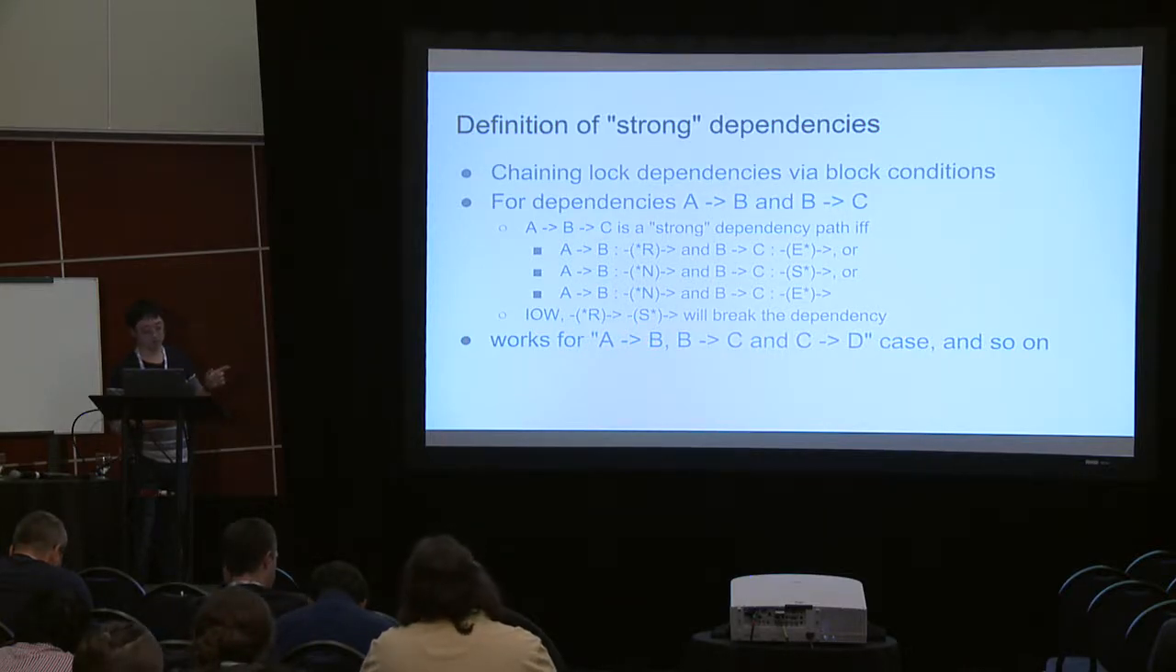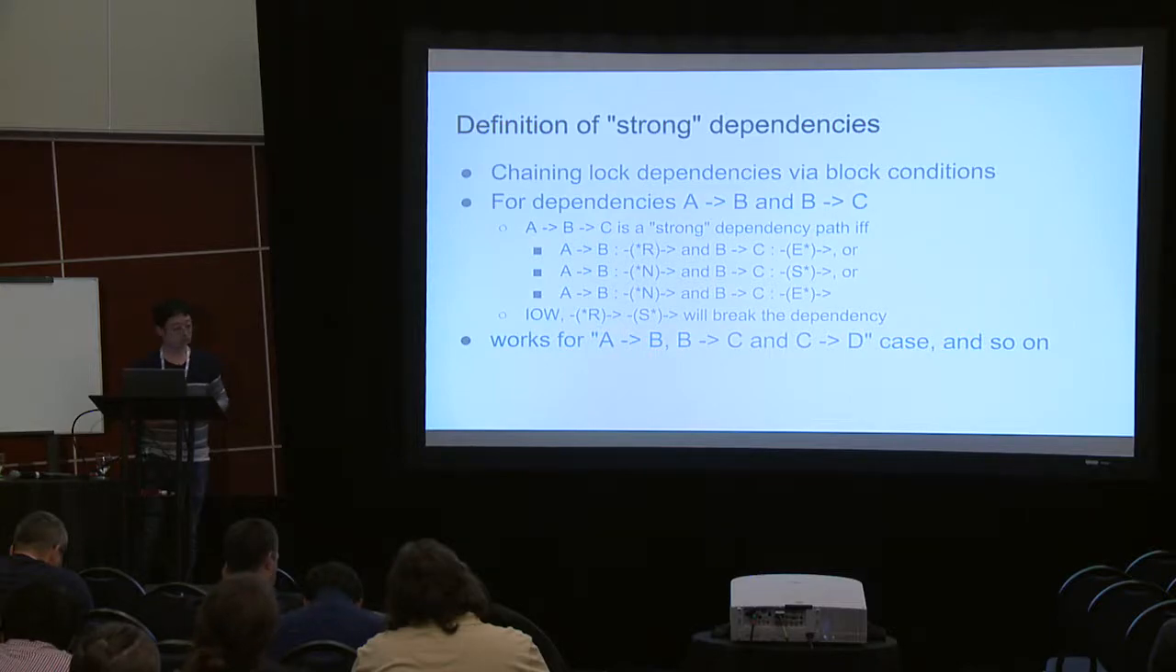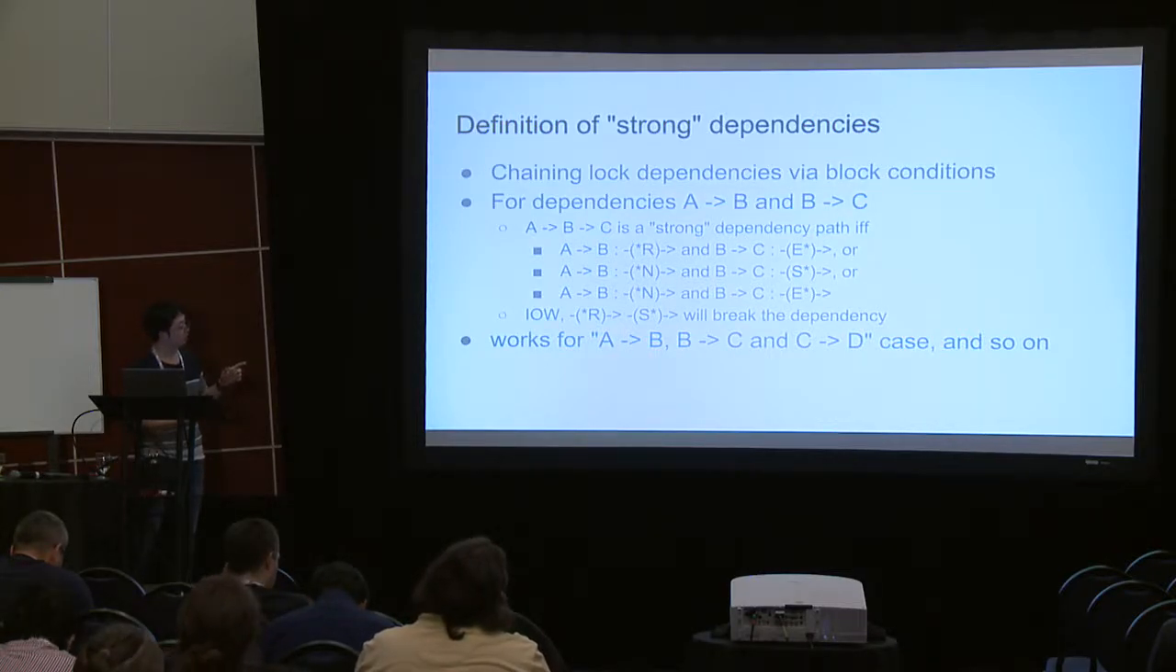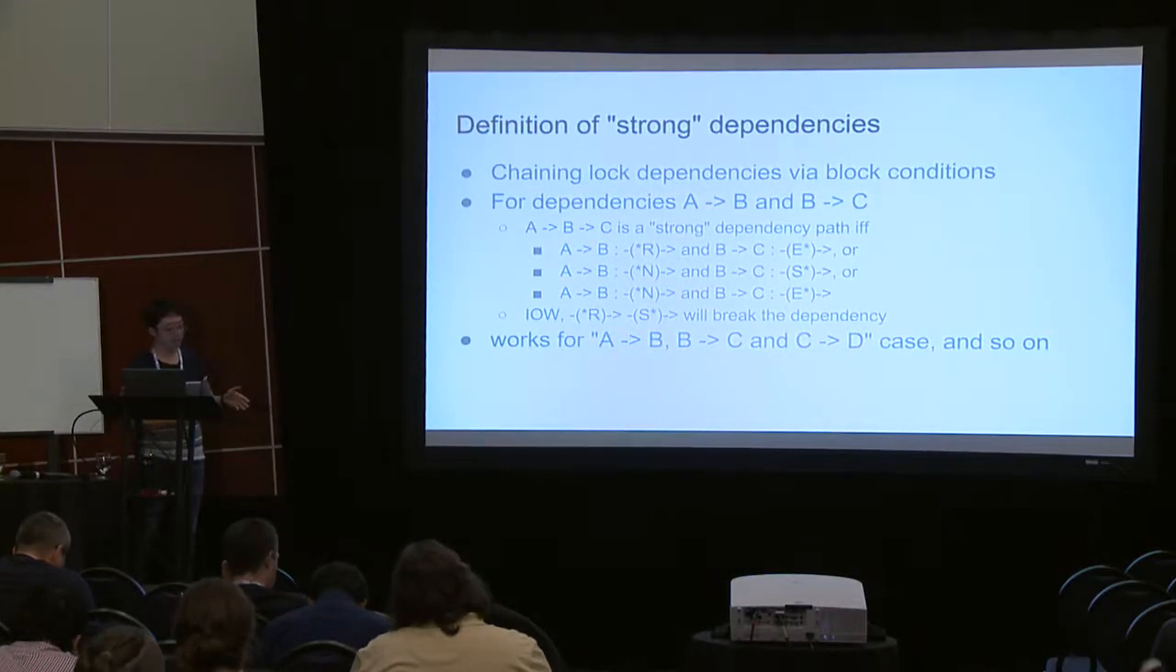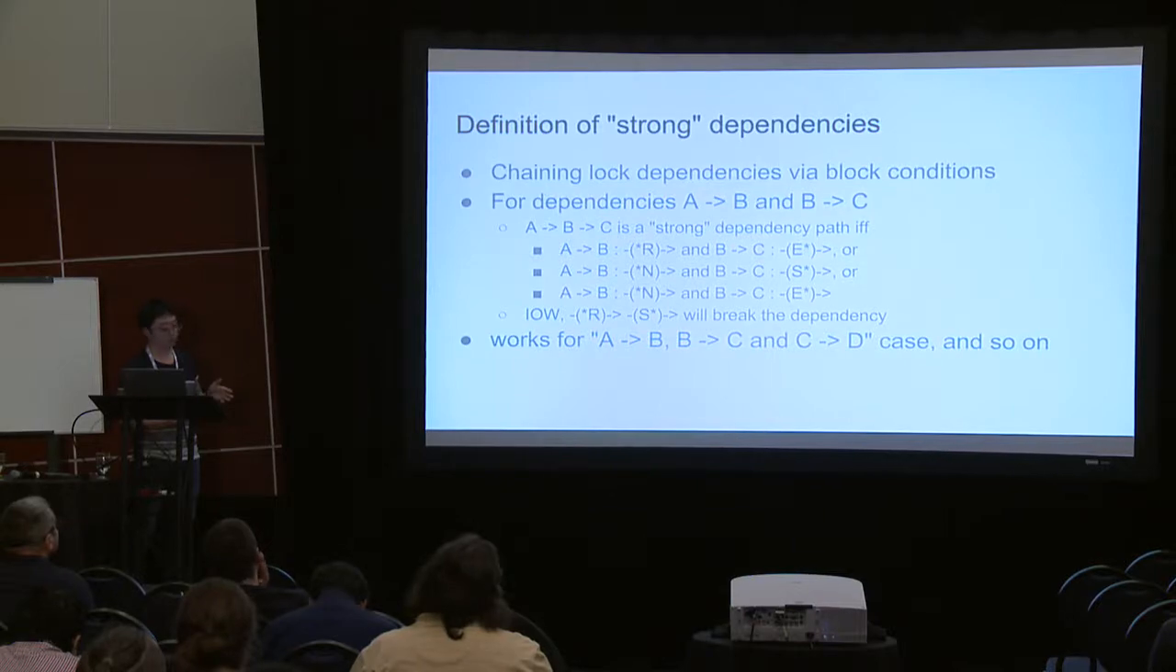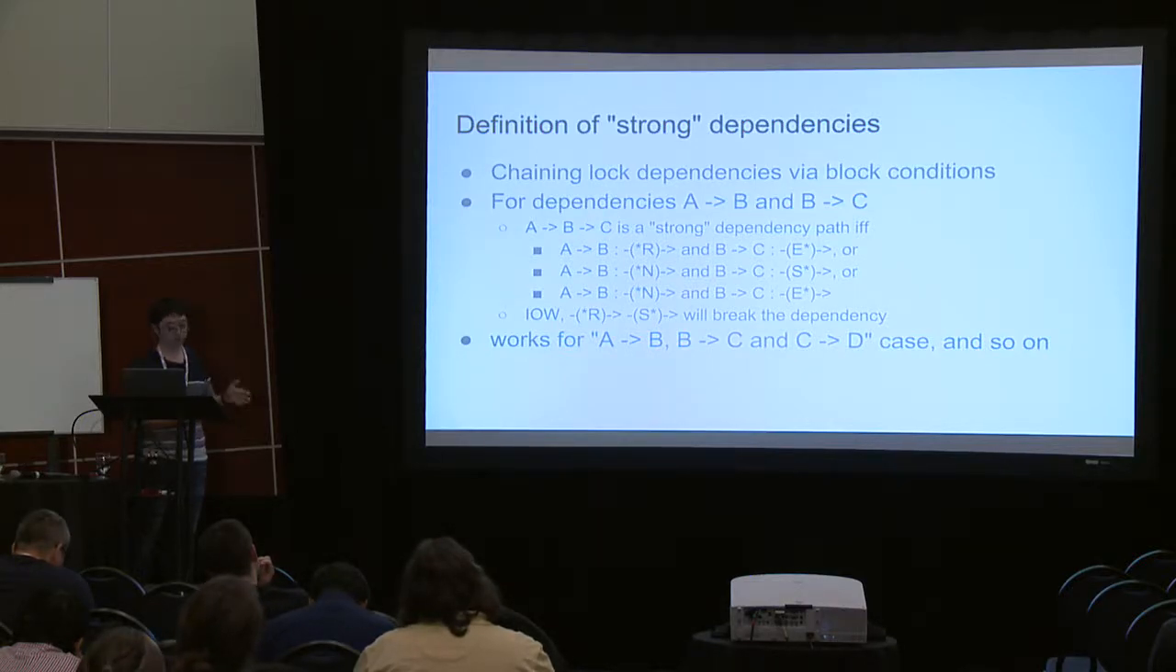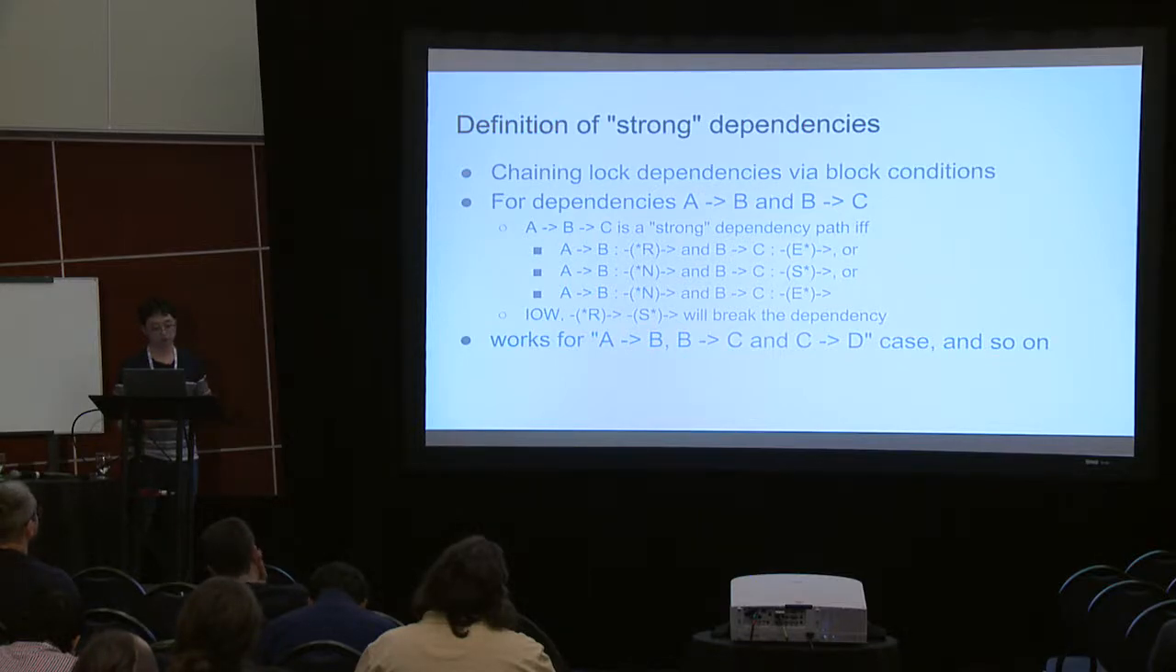Only the star R and the S star will break the dependency, because that means in the first dependency the tail is a recursive read lock, and in the second dependency the head is a share lock, which means a read lock, and in that way the tail of the first dependency can always get locked. So there is no way the second dependency will block the first dependency. So this is the way I define the strong dependency. And it also works for lock cases and so on. So does anyone have questions? Okay.